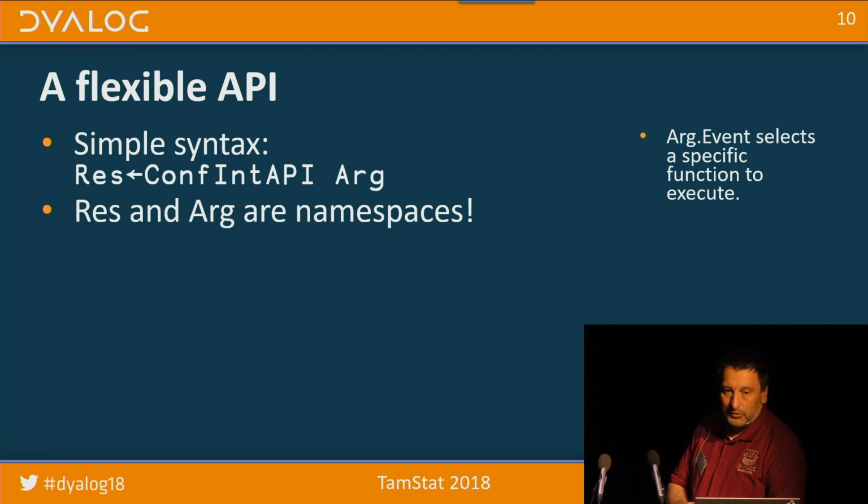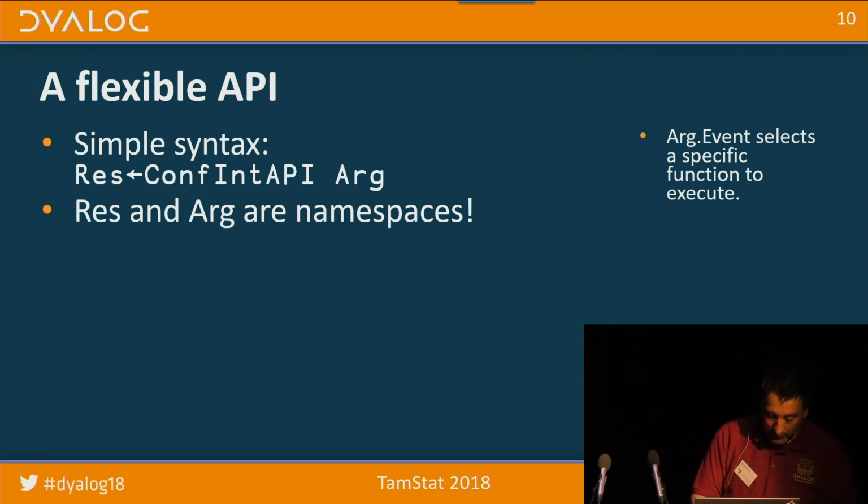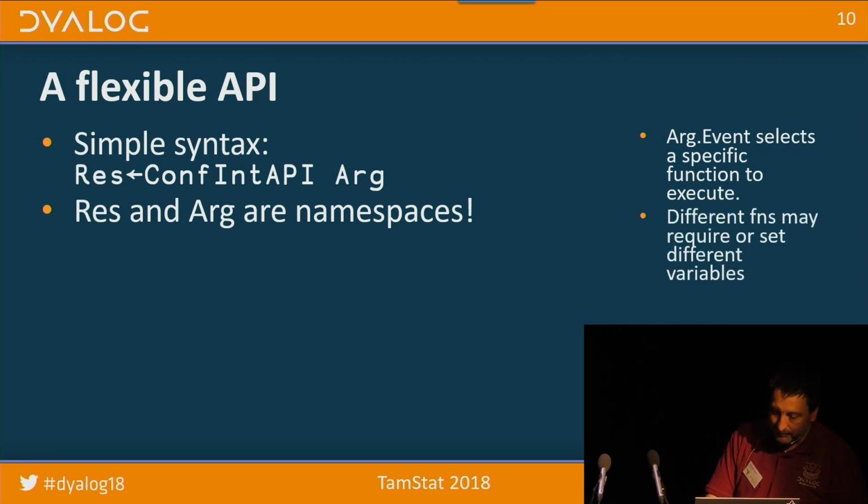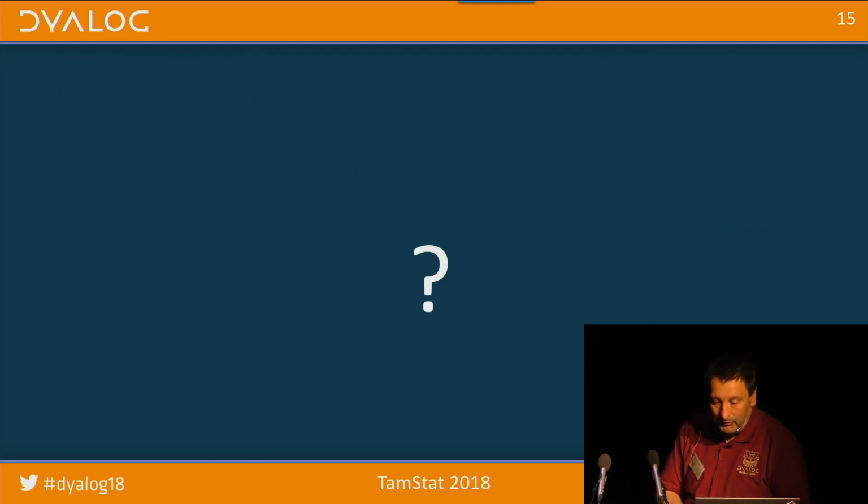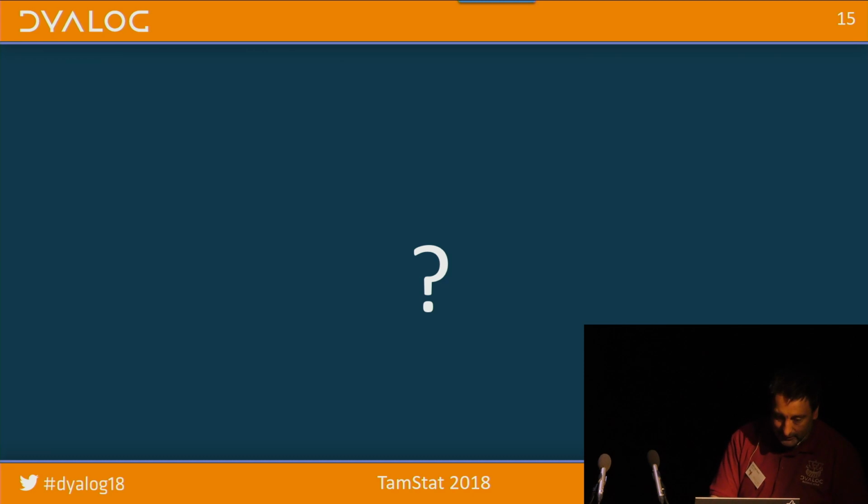There's one variable which will always be defined, that's the event variable, because that gives the API instructions what to do. For example, there's an init event to which the API will respond with a list of functions that it could perform. But different functions may require or also set different variables in the result. So you see we are returning a namespace also as a result.